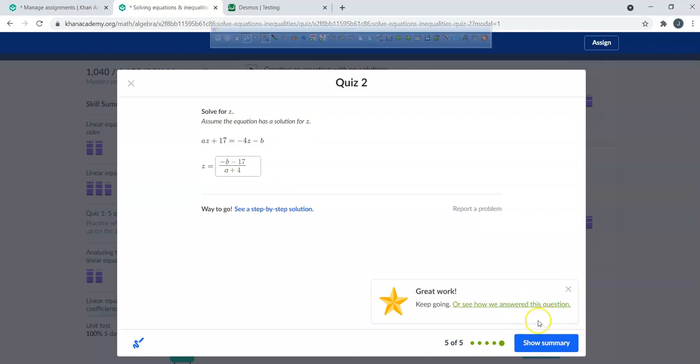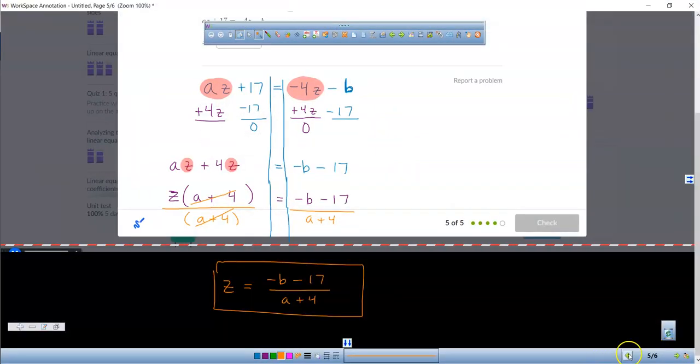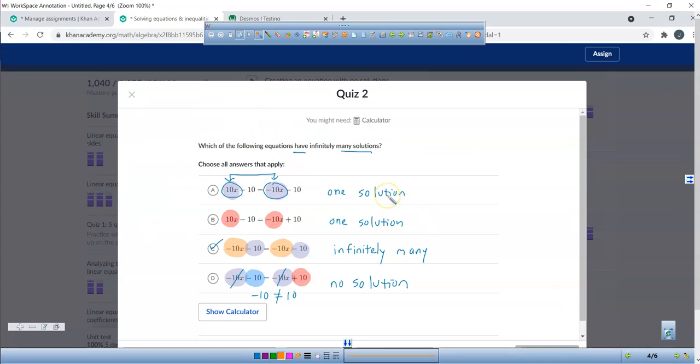All right, so this will be online. I'll be uploading it so you can go through how to solve equations. In review, what do you have to make sure that you know? You have to know the difference between one solution, infinitely many solutions, and no solution. All right. Go ahead and try this on your own now. Good luck.